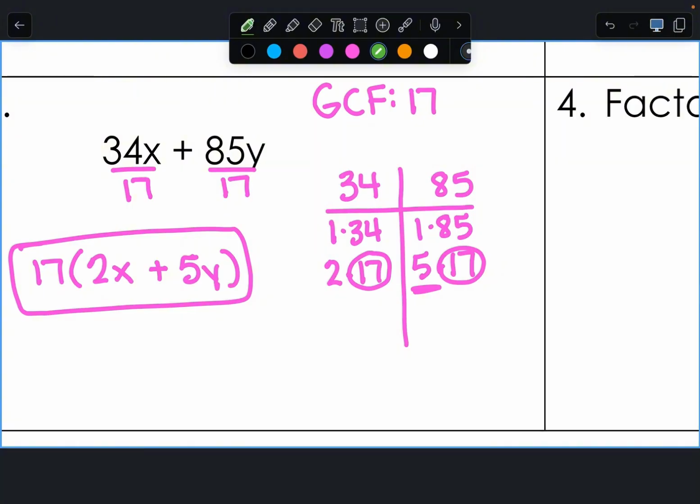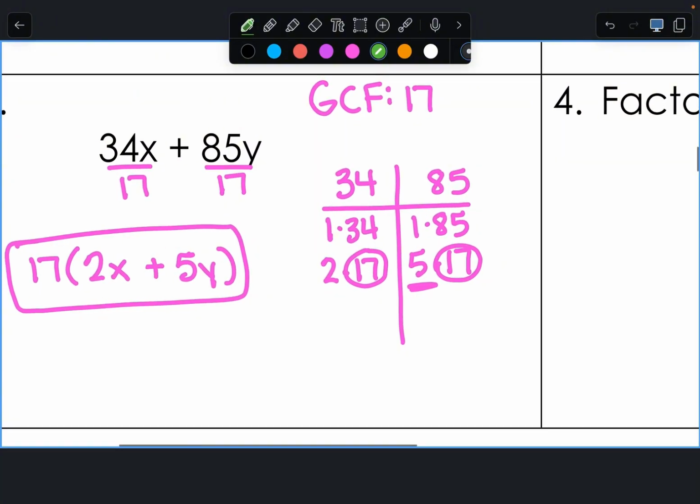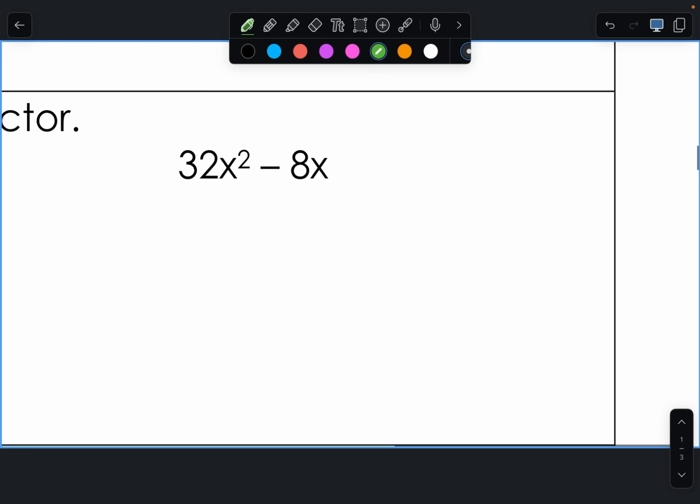Questions so far? No. Okay. Everybody got this? Let's look at number 4. What's the greatest common factor? Hopefully you can see it just by looking. 8. Now, both of these terms also have a what? X. So we're going to divide both terms by 8x.